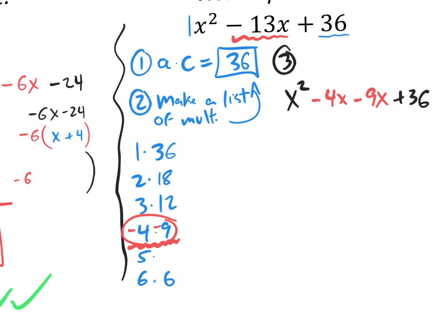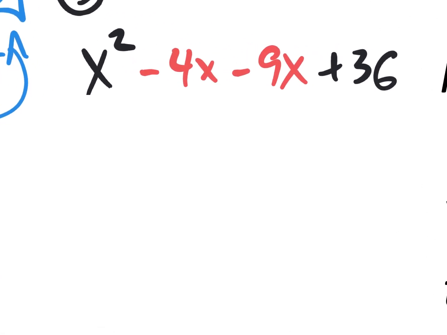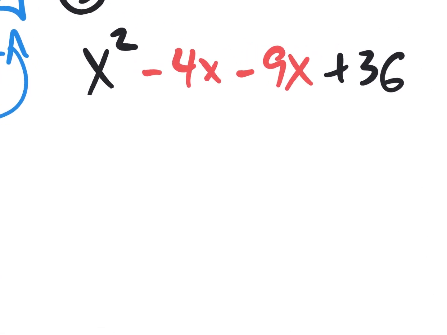And why do we want to change this trinomial to a 4-term polynomial? So we could actually factor by grouping. So we could zoom in on this, and we could factor by grouping. Step 1 is to create your 2 groups. So you have x squared minus 4x, space, minus 9x plus 36.